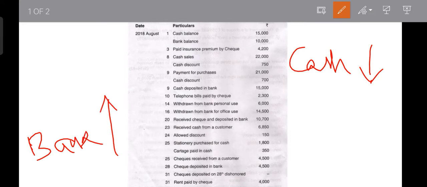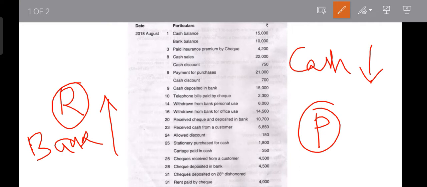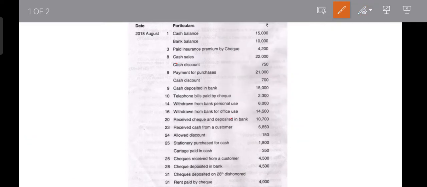Under the receipt side we need to record in the bank column, and under the payment side we need to record in the cash column, because by recording on the payment side the cash balance has been reduced, and by recording under the receipt side the bank balance has been increased. This is when we deposit any amount into the bank. Here, deposited into the bank is rupees 15,000.